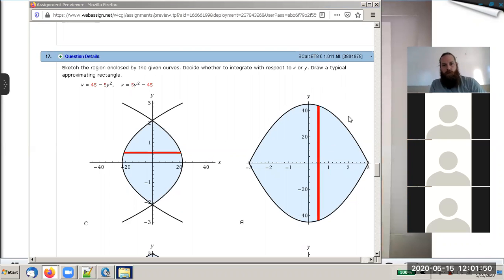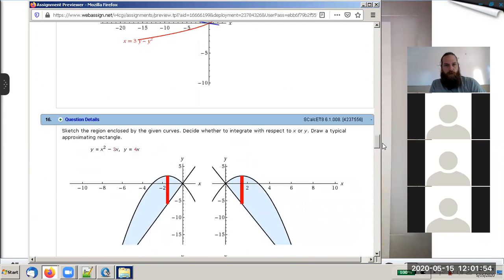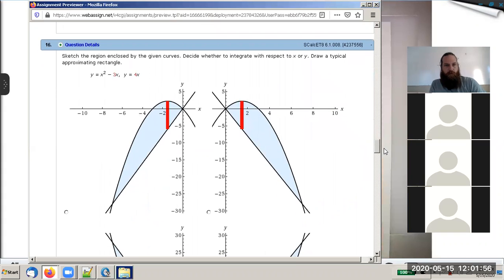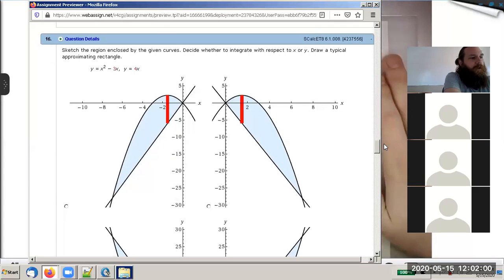Okay. So 16, coming back a little further. Oh, this is a little bit easier. That's okay. So we want to sketch and find the area bounded by y equals x squared minus 3x and y equals 4x.